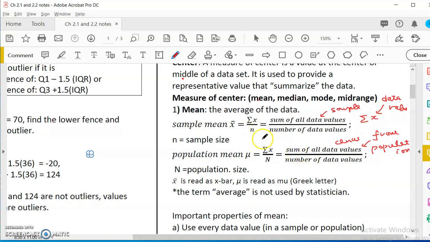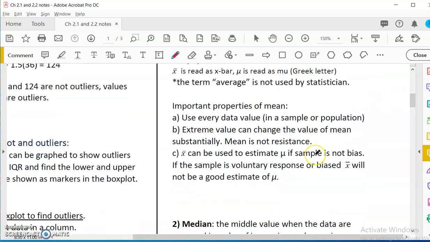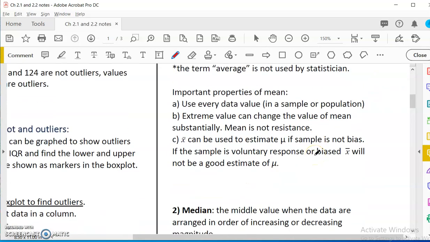The way you calculate them is the same. For x bar, you add them together, sigma X, and divide by the sample size, lowercase n. For mu, you add them together, sigma X, and divide by the population size, capital N. Lowercase n is sample size, uppercase N is population size. So let's look at some important properties of mean.